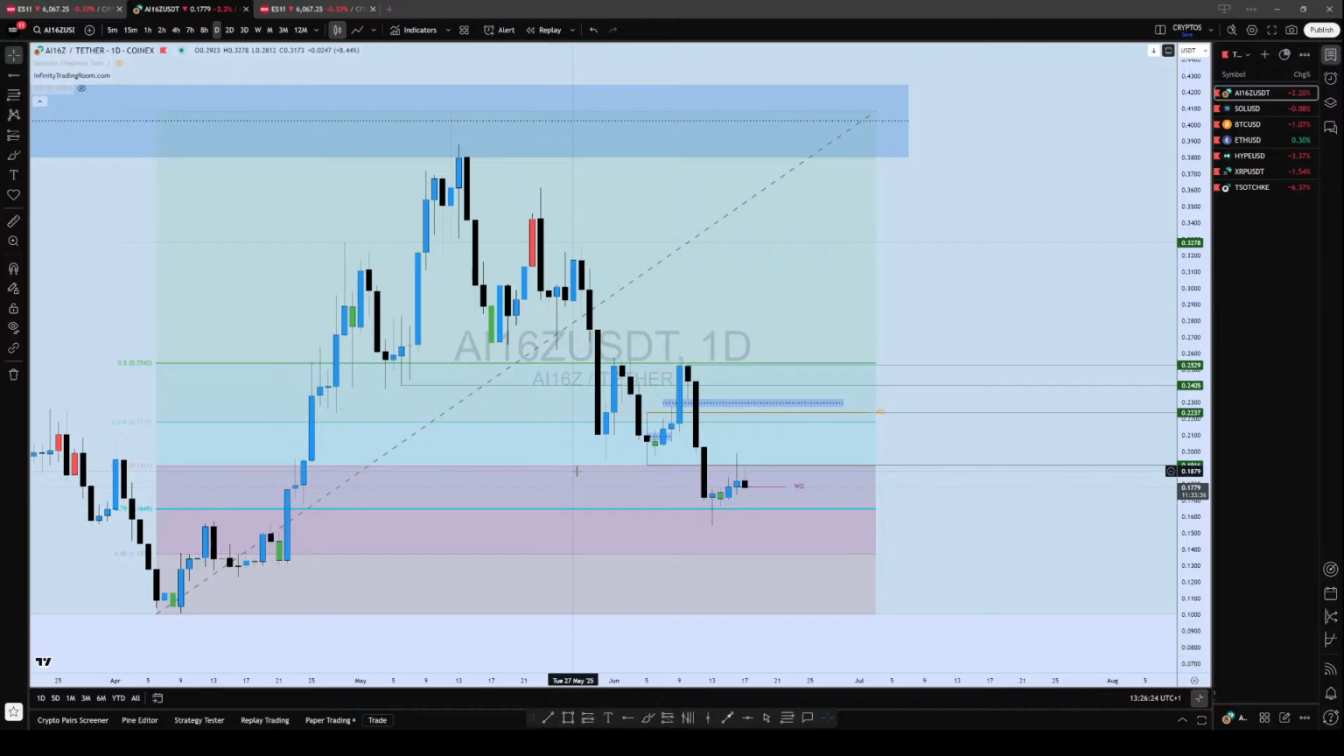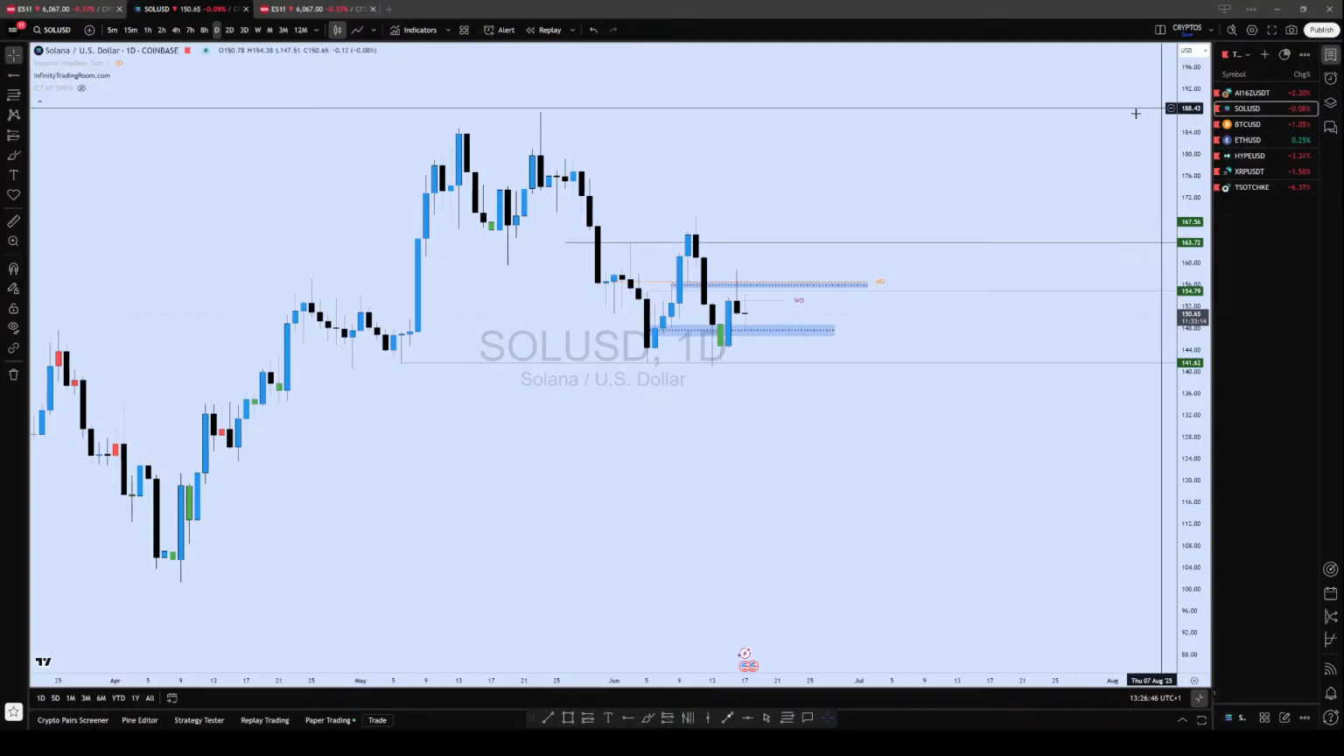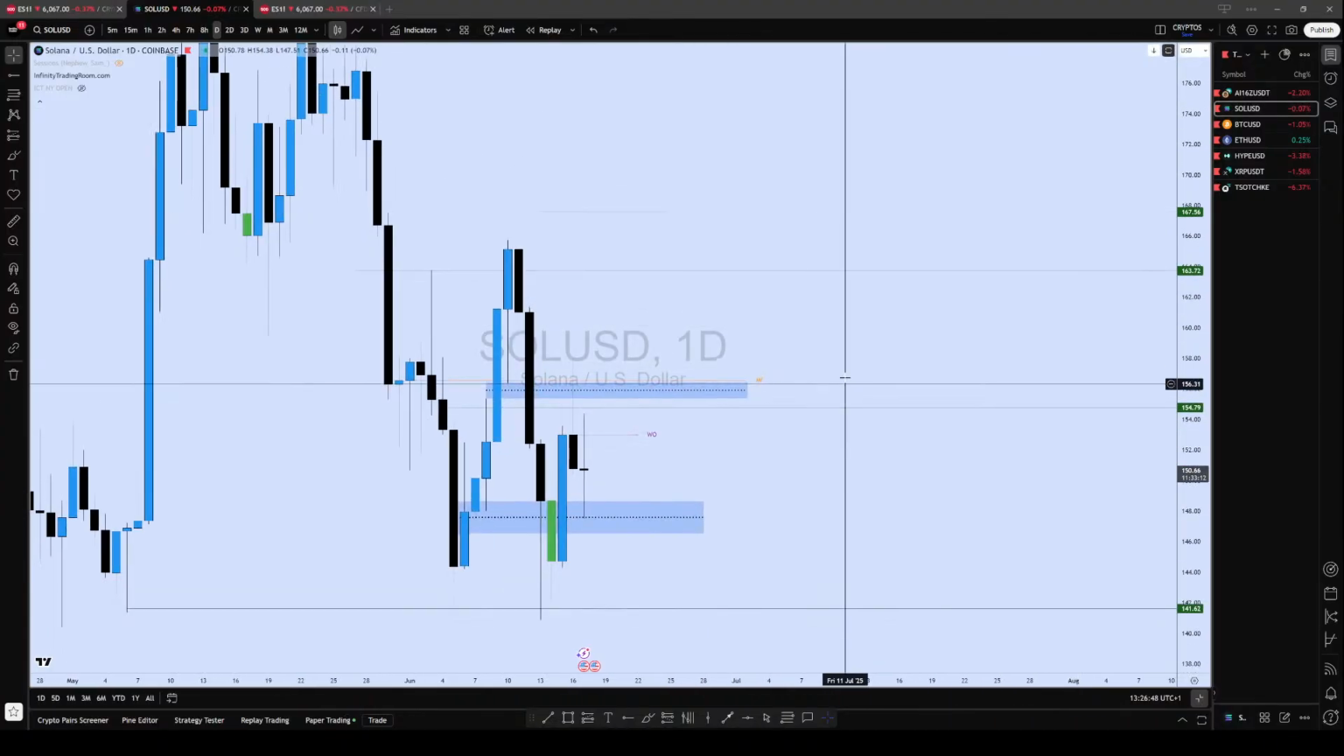It can't get any cheaper than that, because that's the 0.79 retracement level. So anywhere here is buyable. Just be patient, hold it, and then let's see what the market will give you based on what Bitcoin is going to do.